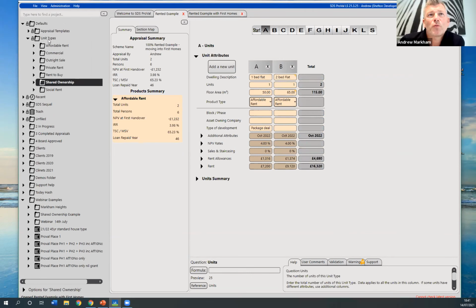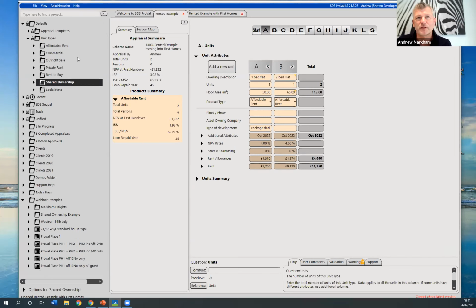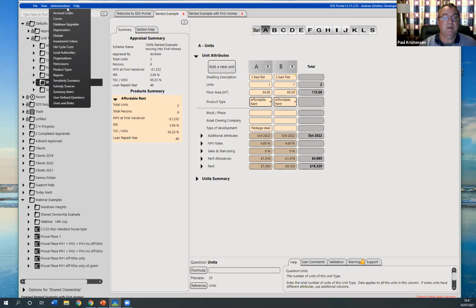What we're saying here is that me and Paul were discussing whether you would have another tenure or put it under outright sale. I would have another tenure, so you need to create a folder for it. Like rent to buy, you'd have another folder for that, and then outright sale, and obviously First Homes as a separate one. Okay. And then we go to product types.